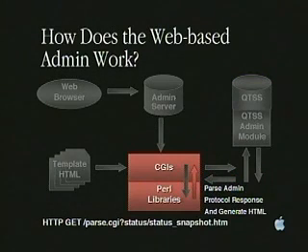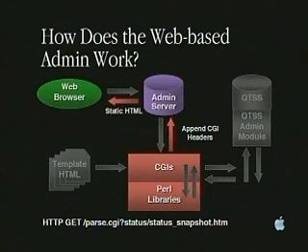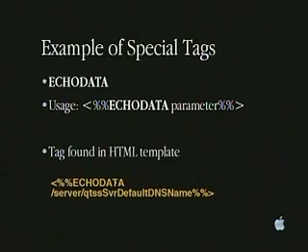Once the tags are parsed, the tags are removed and the processed data is put into the HTML, and the last step is to append the CGI headers and then send the HTML to the browser. So it's very simple, very similar to a web server. The only difference is that there's an interaction between the admin server and QTSS.